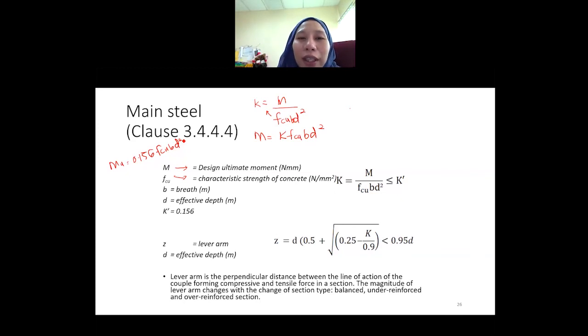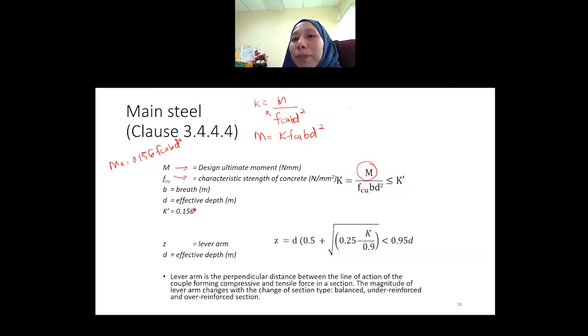If K is equal to K prime, then M is actually MU. If K is 0.156, M is actually MU, meaning it is the maximum moment that the beam can support using that size of beam. However, for the K you calculate here, you are using M from the loading, so your K will not be equal to K prime. Because if you use M equal to the MU you calculated earlier, you would get K equal to K prime, the maximum K, which is 0.156.